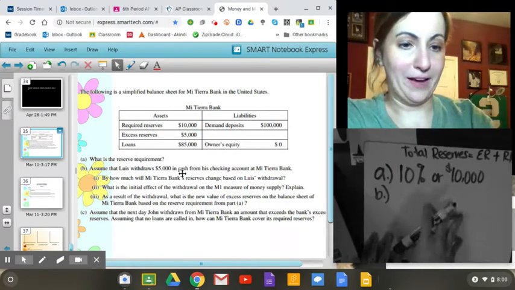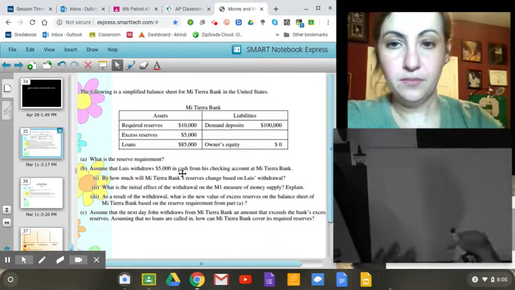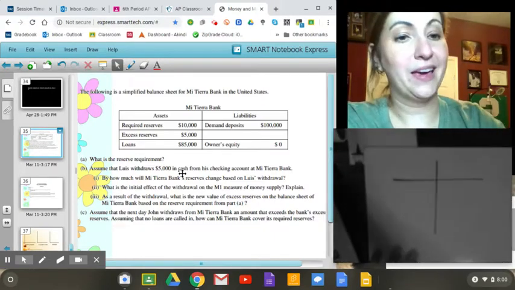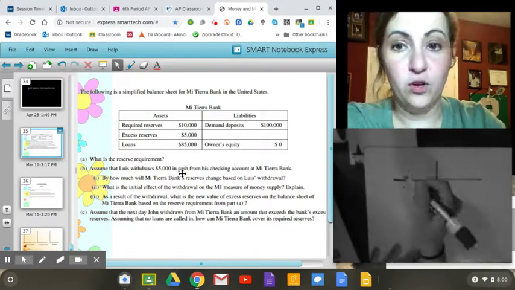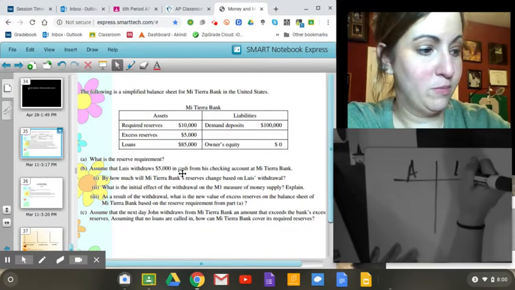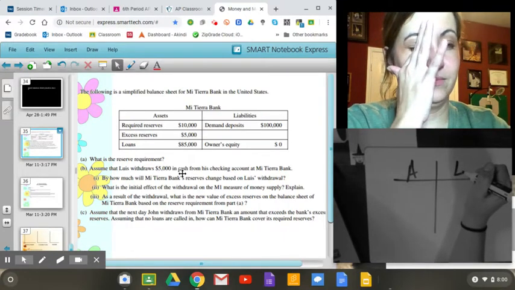So here's what I'm going to do. I want only my answers here. I'm going to show my work on the other side. I can't write on this, but I would just write on the FRQ. Unfortunately, your FRQ is going to be on the computer, and I don't know how that's going to work.